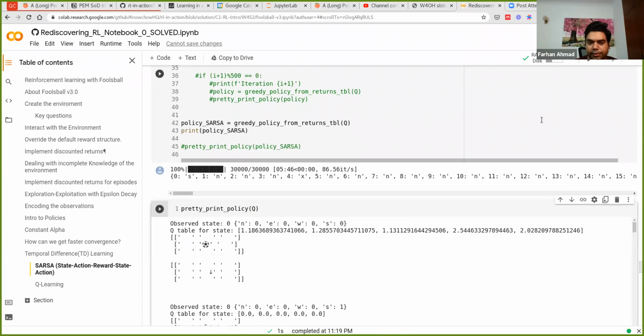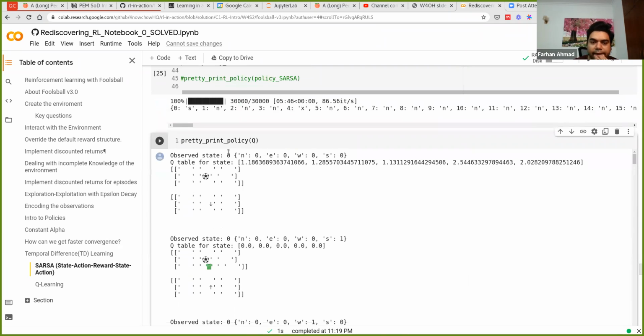Right. So in the very beginning, it tells us that the state of the player or the ball is 0, and then this is the dictionary that is telling us how many defenders are present, and this is the Q table that is telling us the best action to take in this scenario, in the order north, east, west, and south. The best action is to go south. This one is for staying put.